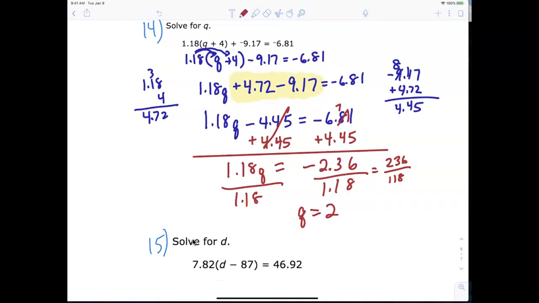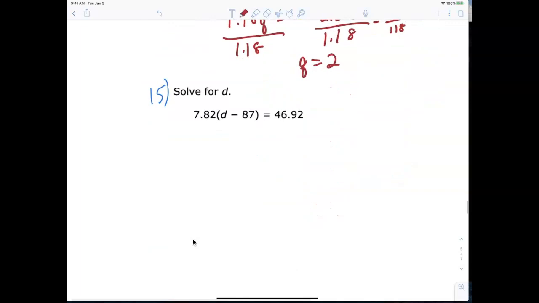Alright, so look how much work I did there. That's what I'm expecting you guys to do. So number 15 now, instead of distributing, I'm going to go ahead and divide. Hopefully it'll divide evenly, and we're going to find out. Divide by 7.82. Kind of looks ugly.